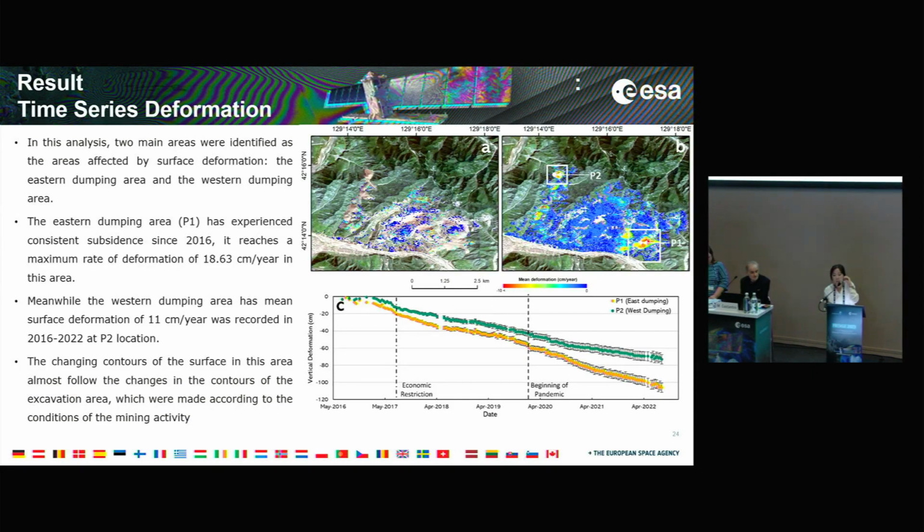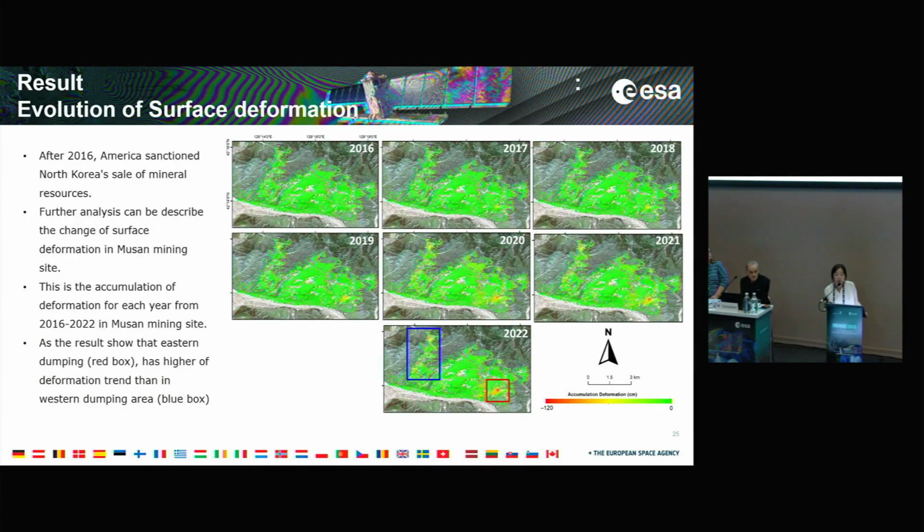And then the Western dumping area, P2, has a mean surface deformation of 11 centimeters per year recorded. And after 2016, America sanctioned North Korea's sale of mineral resources. So we make the time series analysis, the accumulation of deformation for each year from 2016 to 2022.